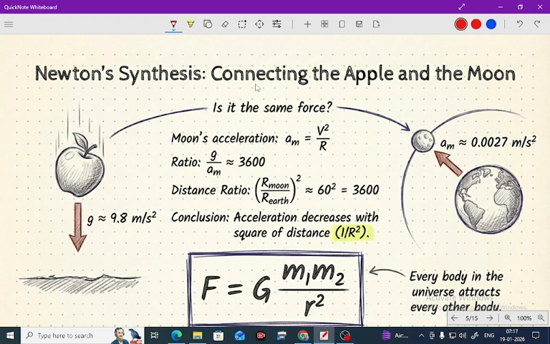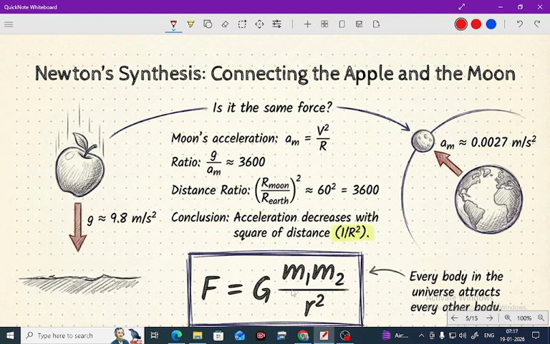Newton's synthesis, connecting the apple and the moon. Is it the same force? g is 9.8 meter per second square. The moon's acceleration a_m is v square by r. The ratio g by a_m is 3600. The distance ratio, radius of moon by radius of earth, whole square, 60 square, is 3600. Conclusion: acceleration decreases with the square of distance, 1 by r square.